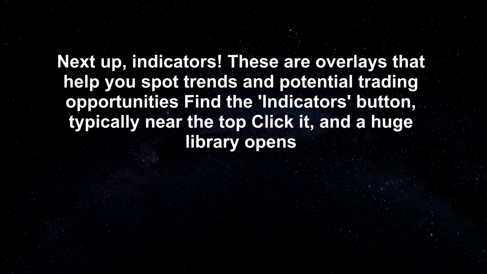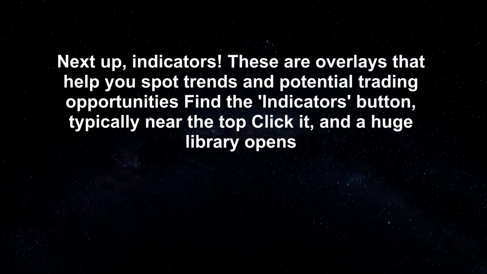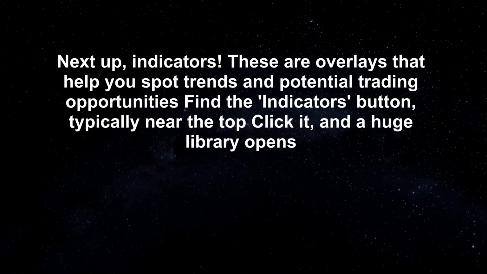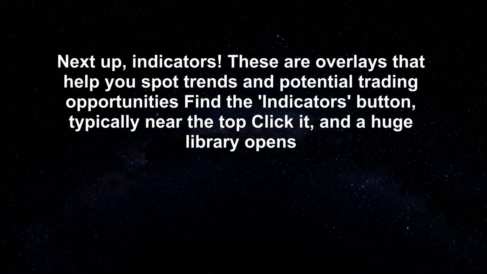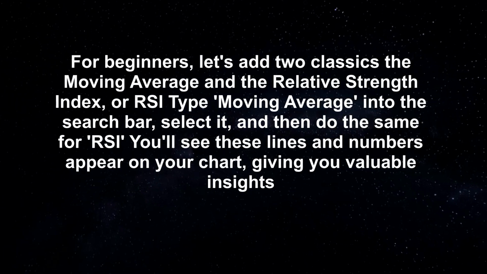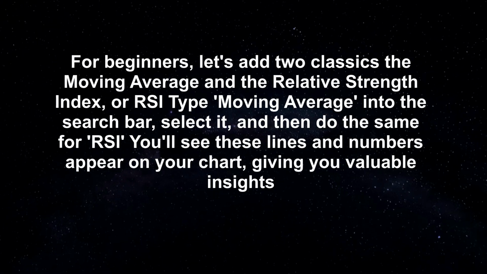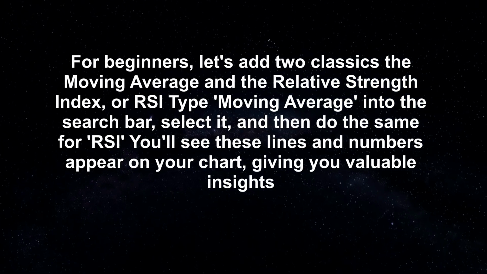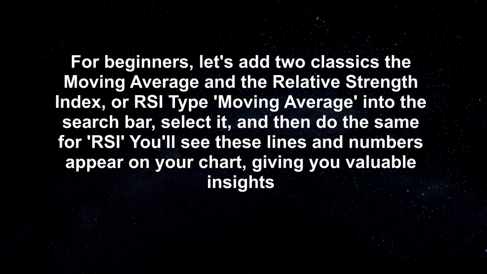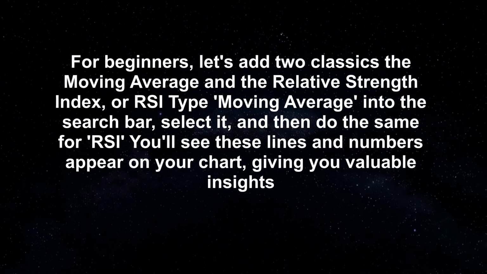Next up, indicators. These are overlays that help you spot trends and potential trading opportunities. Find the indicators button, typically near the top. Click it, and a huge library opens. For beginners, let's add two classics: the moving average and the relative strength index, or RSI. Type moving average into the search bar, select it, and then do the same for RSI. You'll see these lines and numbers appear on your chart, giving you valuable insights.